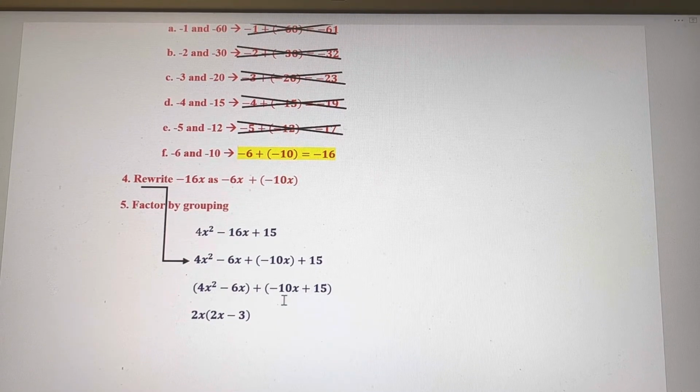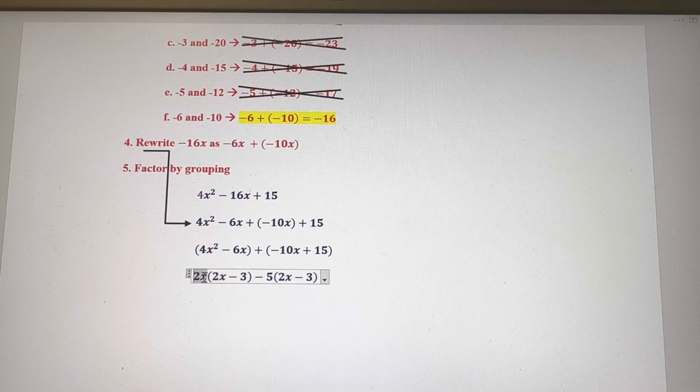Remember that. 10 and 15 are both divisible by 5, so we're going to take out a negative 5, and we're left with 2x minus 3. Again, to reiterate, 2x minus 3, these binomial factors have to match up. They do, okay? So my first binomial, remember, is going to be 2x minus 5. And my second binomial is going to be the one that matches up, 2x minus 3. So this is going to be my answer.